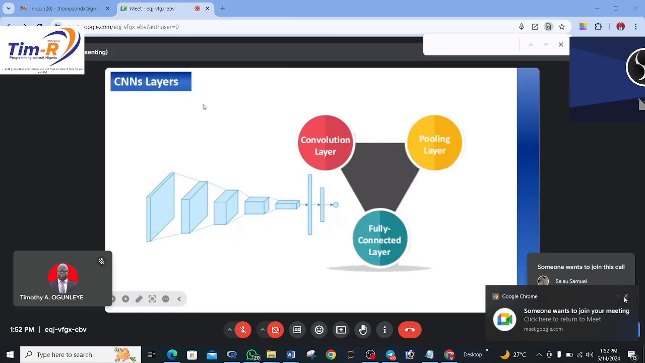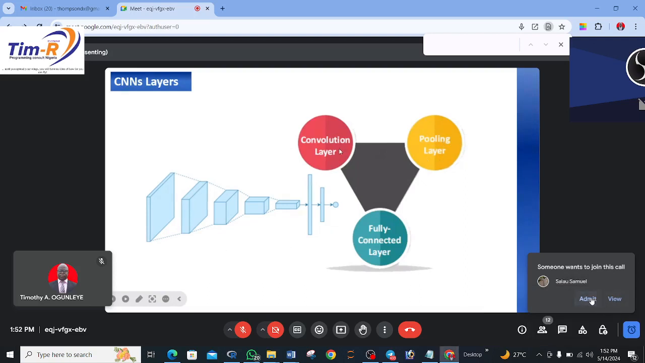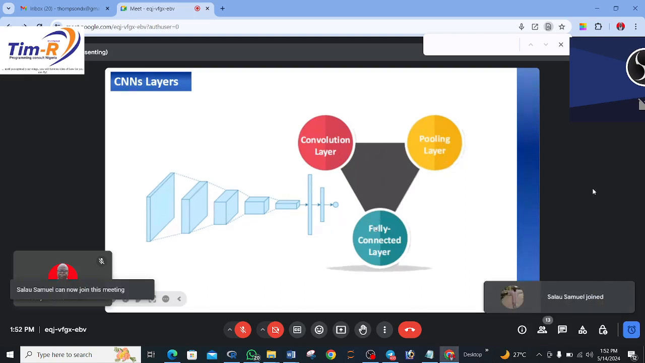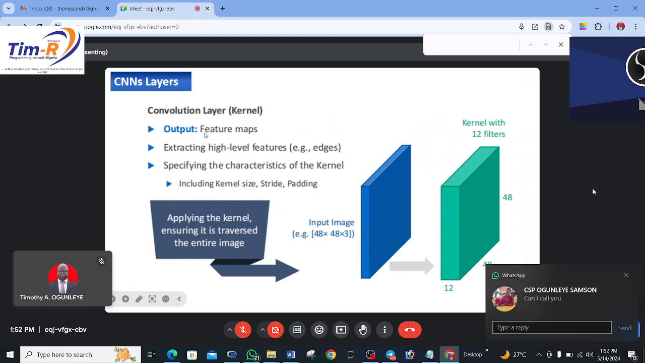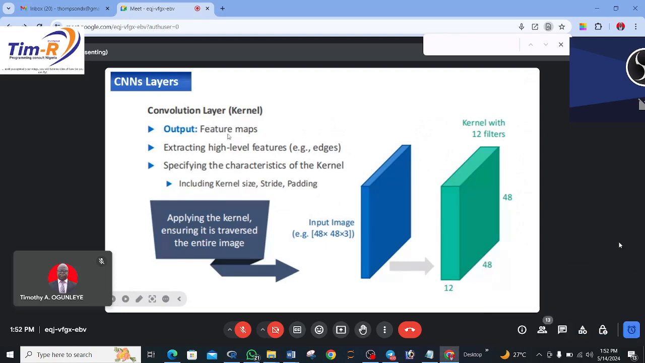So there are some CNN layers. We have the convolution layer and the pooling layer, and together with the fully connected layer. In the convolution layer, where the kernel is, the output is always given as a feature map. It helps us extract high-level features, for example edges, and it helps in specifying the characteristics of the kernel, including the kernel size, stride, and padding.